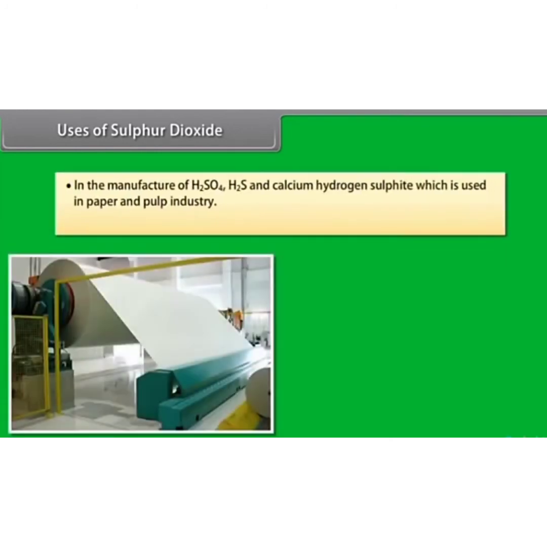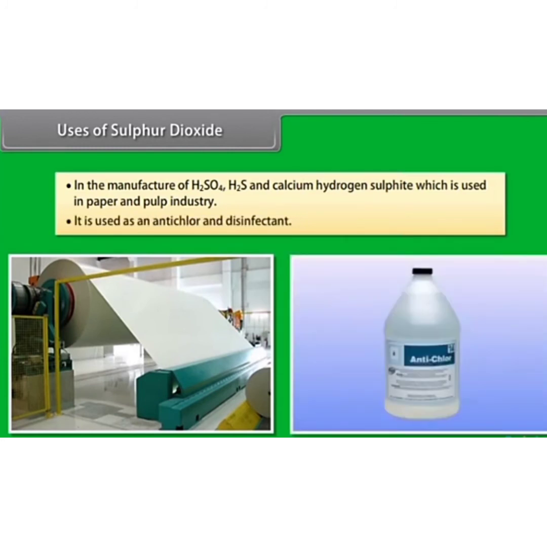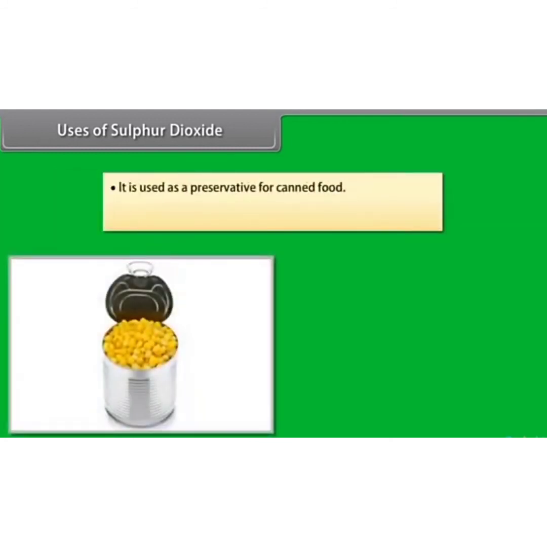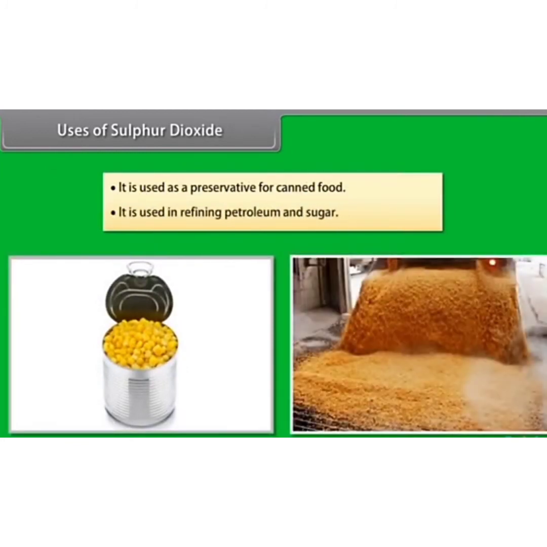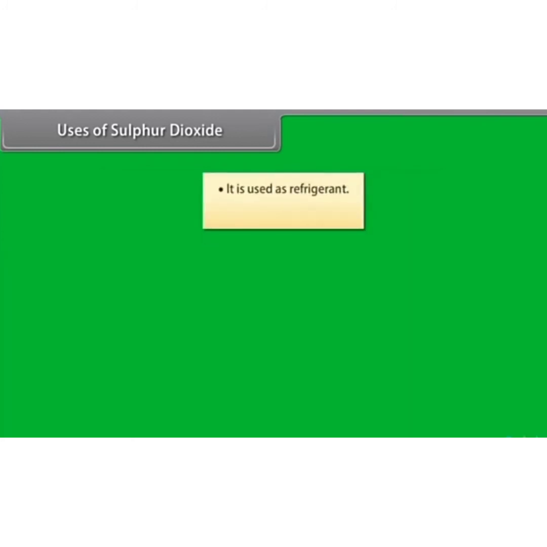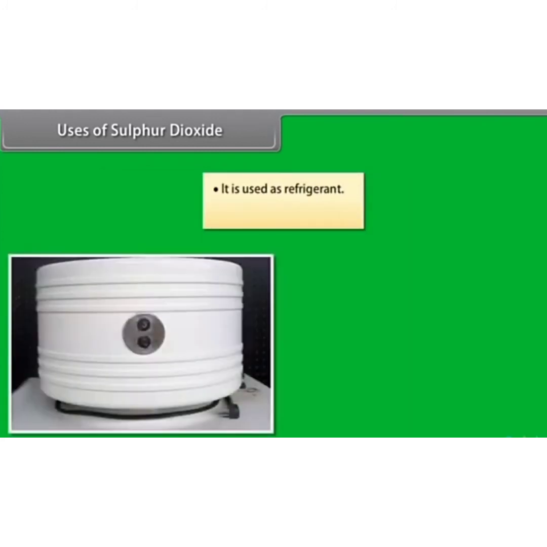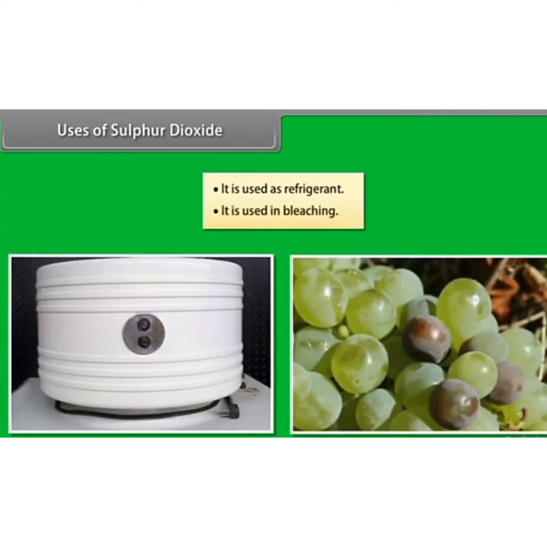Uses of sulfur dioxide. The important uses of sulfur dioxide are following. In the manufacture of H2SO4, H2S, and calcium hydrogen sulfite, which is used in paper and pulp industry. It is used as an antichlor and disinfectant. It is used as a preservative for canned food. It is used in refining petroleum and sugar. It is used as refrigerant. It is used in bleaching.